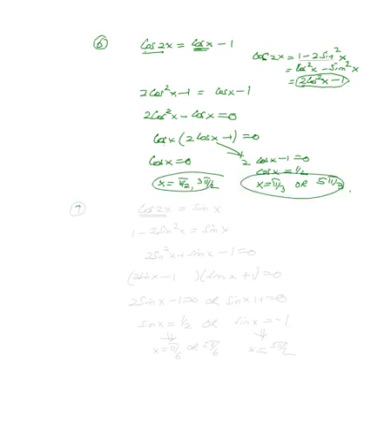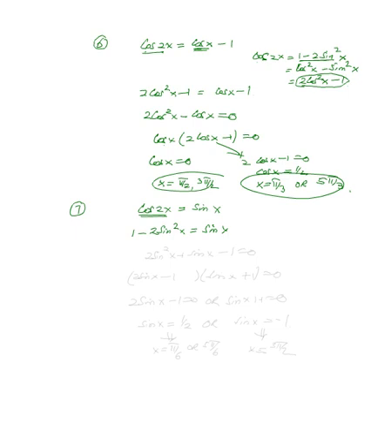Let's look at another example again. We call it example 7. Cosine of 2x equals sine of x. Now in this particular case, we need to change the cosine of 2x in terms of the sine. So we could use the idea that cosine of 2x equals 1 minus 2 sine square of x. So if I use that idea, we have 1 minus 2 sine square of x equals sine of x.